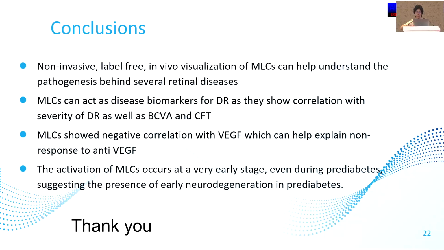The activation of MLCs occurs at a very early stage, even at the stage of pre-diabetes, which suggests that possibly early neurodegeneration occurs in pre-diabetes, and this possibly means that if we do some early neuroprotection, we might save some of the eyes from losing vision.